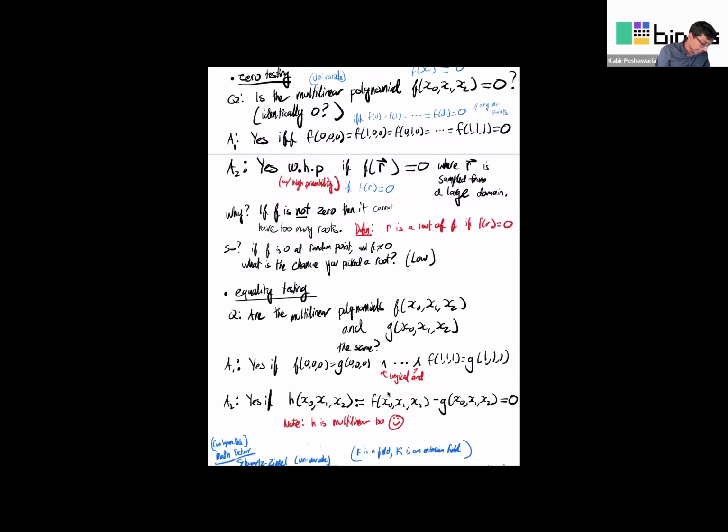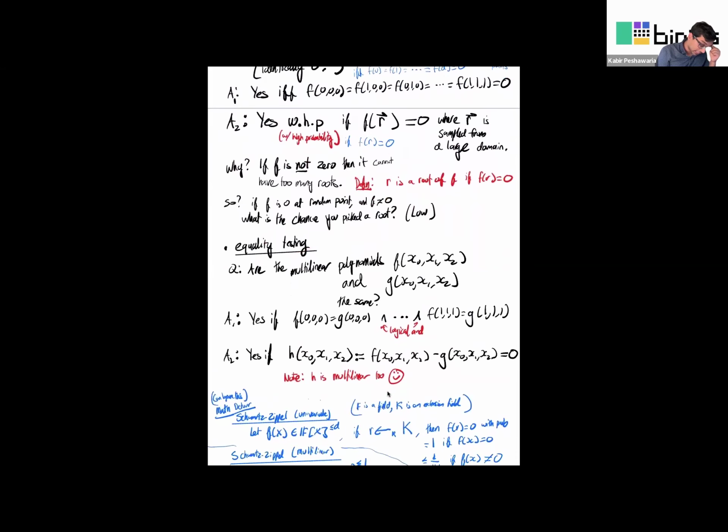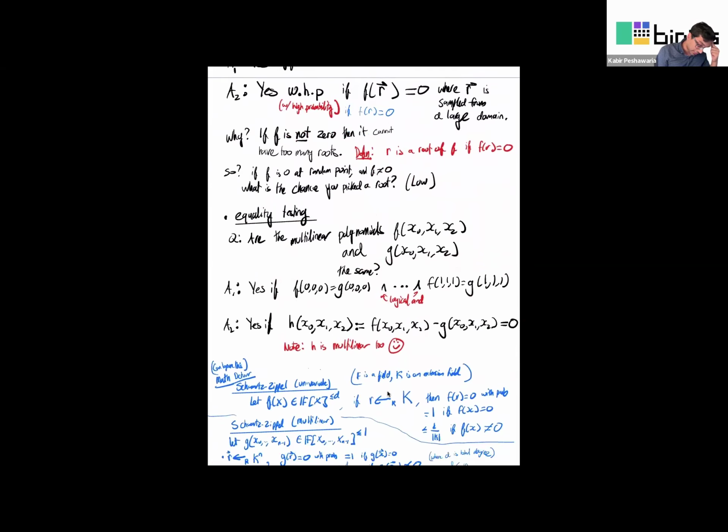We can build on zero testing and make a new primitive called equality testing, which checks whether two polynomials are the same polynomial. One way you could do that is to check whether they're the same over the hypercube for multilinears, but that's kind of annoying. Another way is to subtract these two multilinears, get a new multilinear, and ask, is the subtracted multilinear equal to 0?